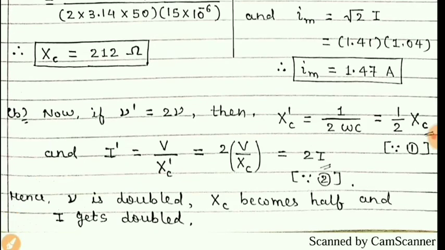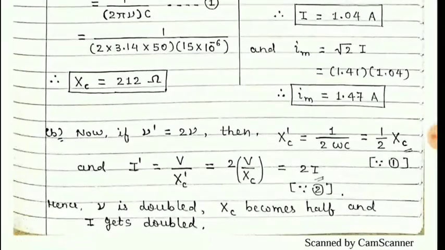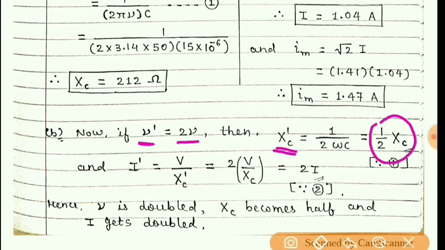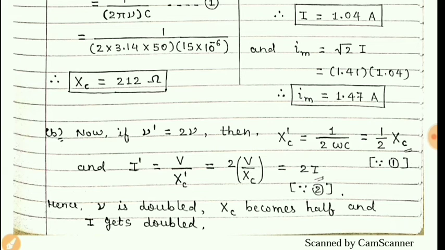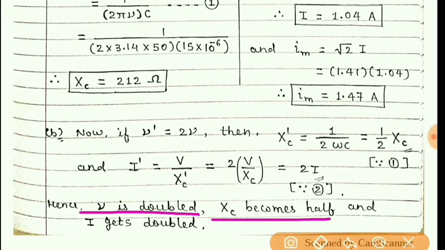Finally, let me show you here that when the frequency is doubled, capacitive reactance becomes half of the earlier value and the new current becomes double the earlier value. So finally we can write that when frequency nu is doubled, capacitive reactance becomes half and current becomes double.